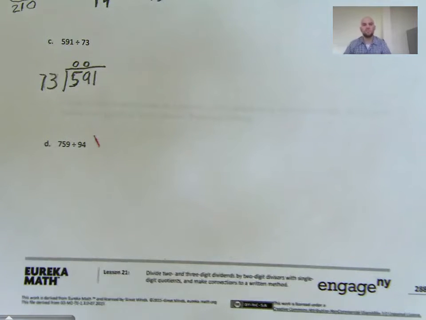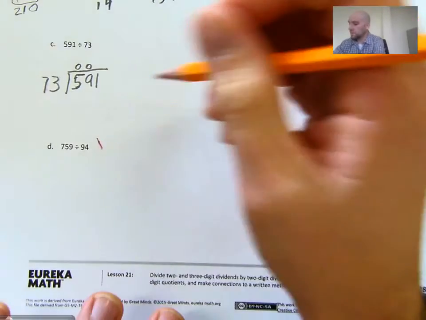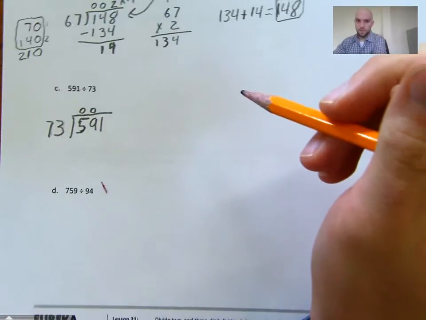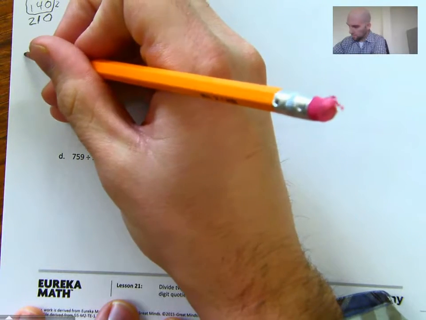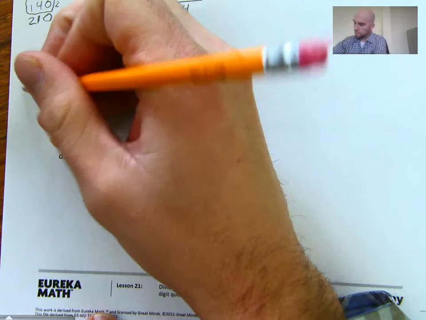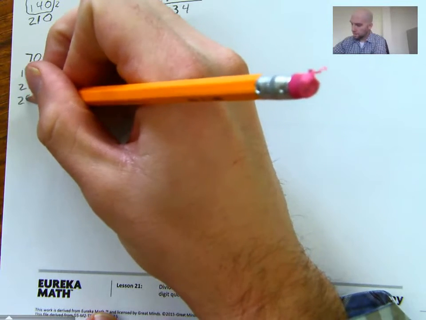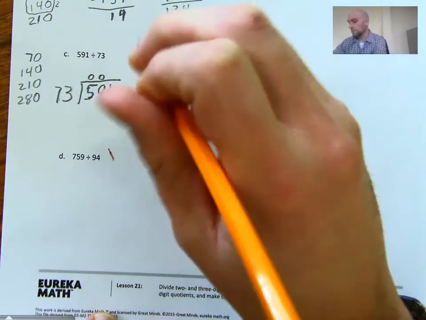So 73 is pretty close to 70. So I'm going to, again, do a factor tree with 70s. I'm going to need a little bit more than this one up here, but I'm going to start it the same way. So I'll give myself a little more room. 70, 140. I have 210. 280. Again, 7, 14, 21, 28. I'm skip counting by sevens.